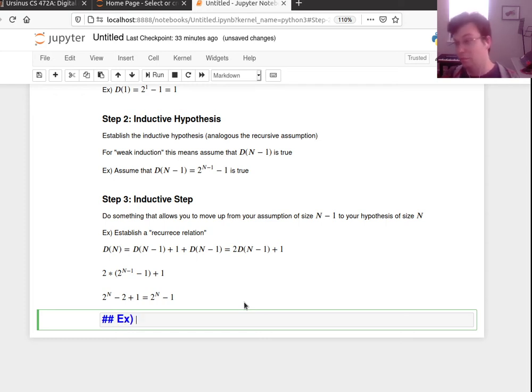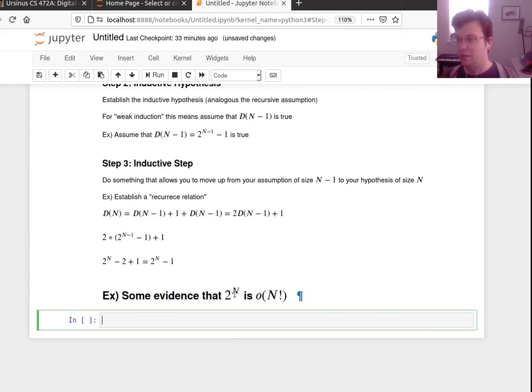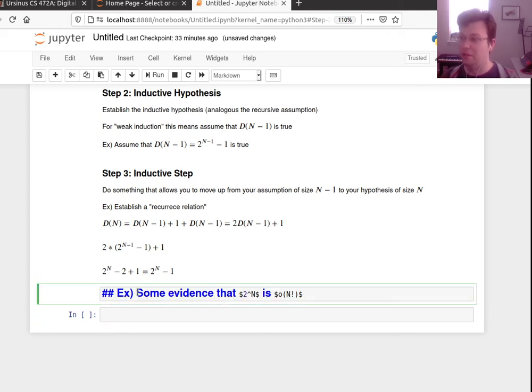So we're going to move towards proving some evidence that 2 to the n is little o of n factorial. Remember, so that n factorial dominates 2 to the n, right? Well, actually, I guess we can really prove that. So not just some evidence, but actually a proper proof.